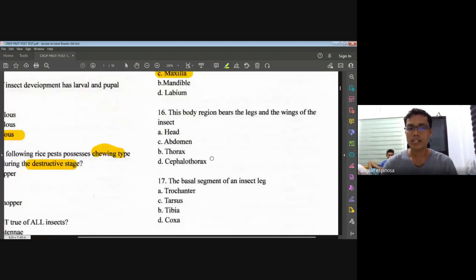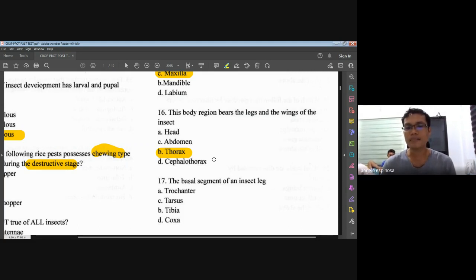Okay? Next, we have number 16. This body region bears the legs and the wings of the insects. The correct answer is letter B, that is thorax. Okay? That is thorax.